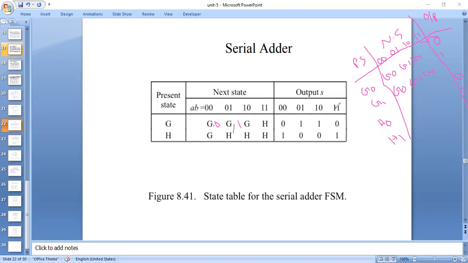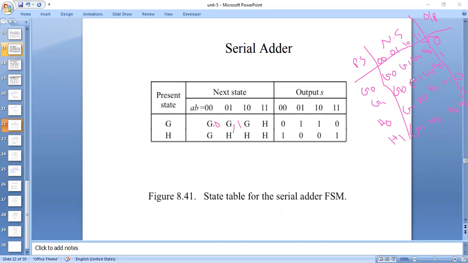And for H, look here, the output is 0, so here you have to write H0 and H0. And for H also, here it is G and the corresponding output will be 1, so you can write G1. And after that, H and the corresponding output will be 0, so you can write H0. And similarly, you can write H0 again here. And after that, for the H state, the corresponding output will be 1, so you can write H1.